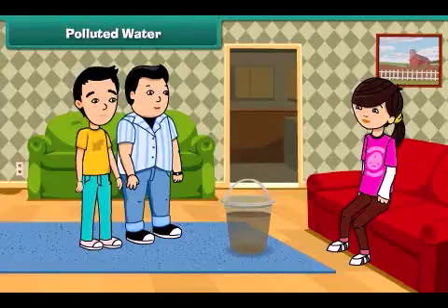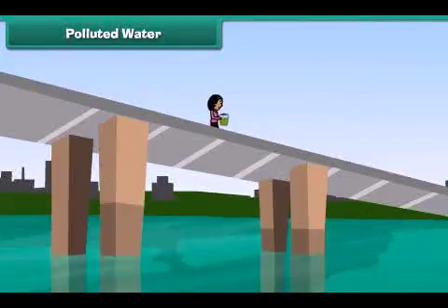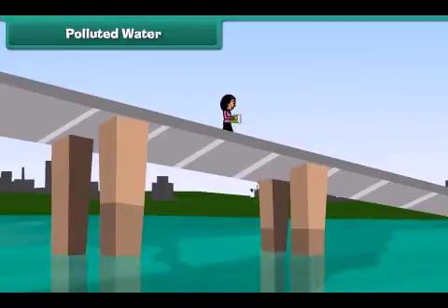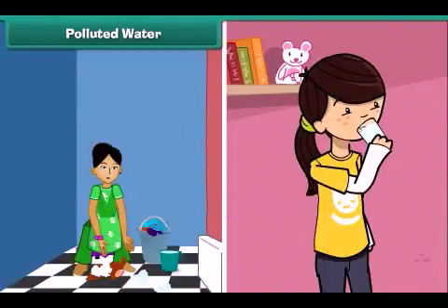Look, John, this water is so dirty. Oh yes, but how does the water get so dirty? Guys, do you know that throwing garbage and draining sewage into the water bodies makes it dirty and polluted? We cannot use this water for drinking and other household purposes.